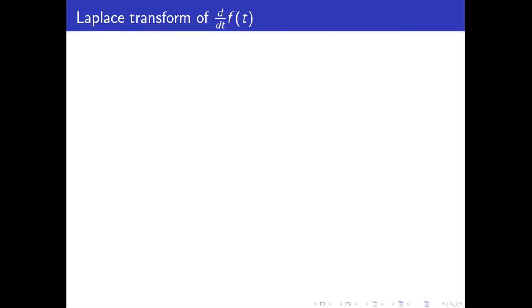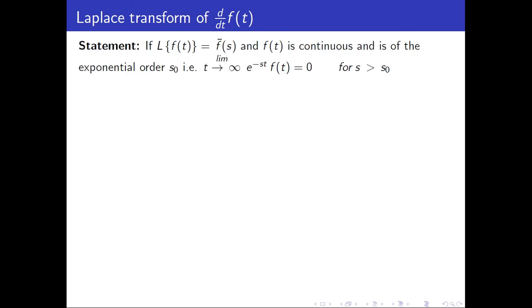Next, Laplace transform of d by dt of f of t. Let Laplace transform of f of t be equal to f bar of s, and f of t is a continuous function and is of exponential order s0, that is limit s tends to infinity e raised to minus st f of t is equal to 0 for s sufficiently larger than s0. Then Laplace transform of d by dt f of t is equal to s f bar of s minus f of 0.